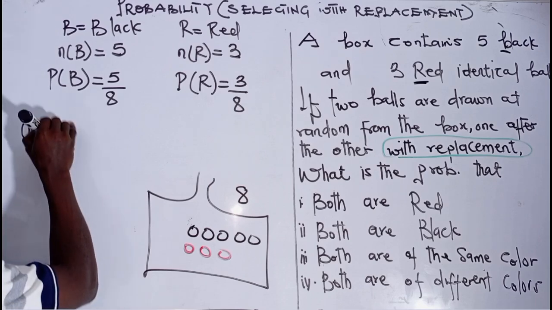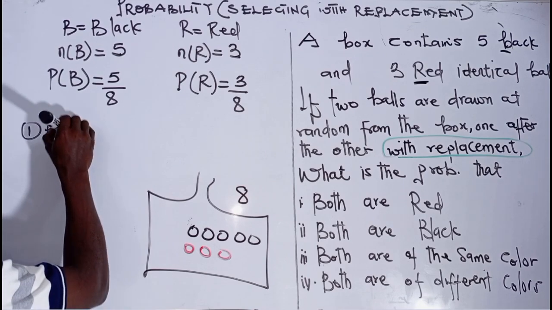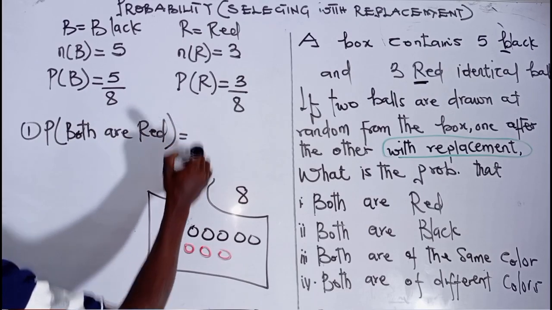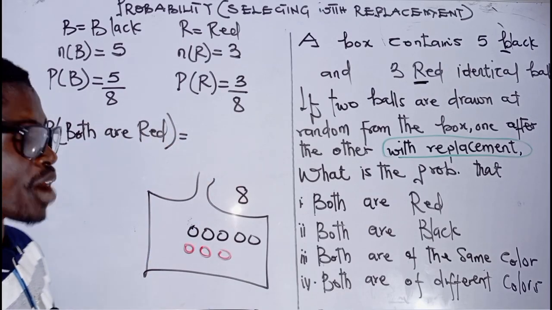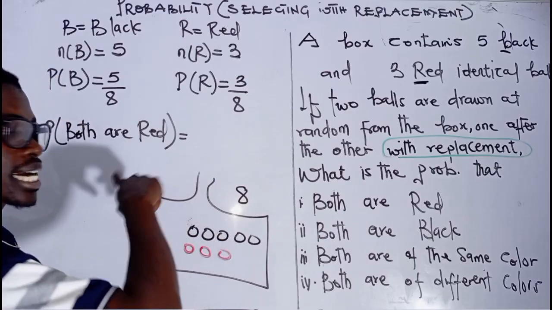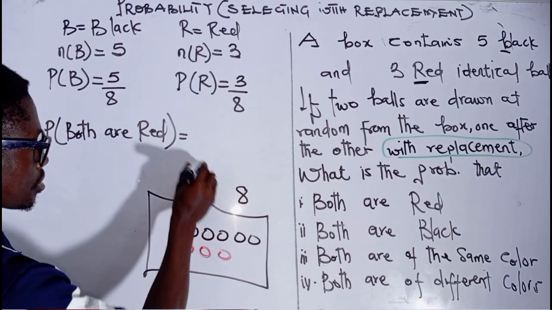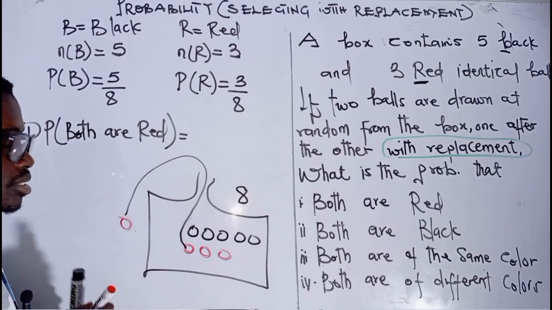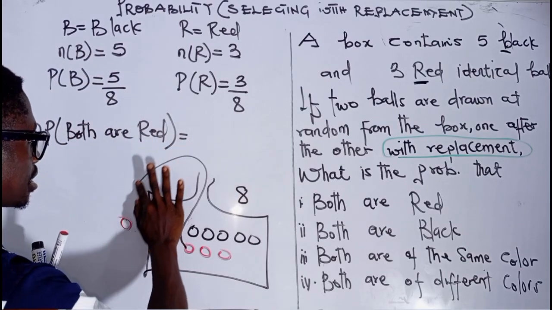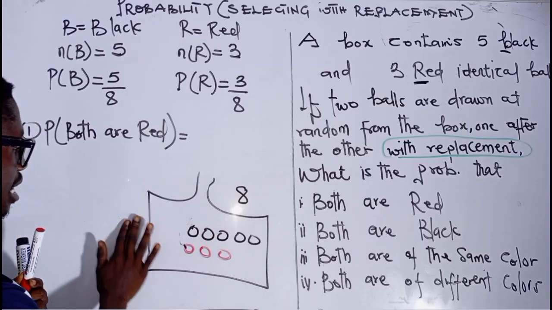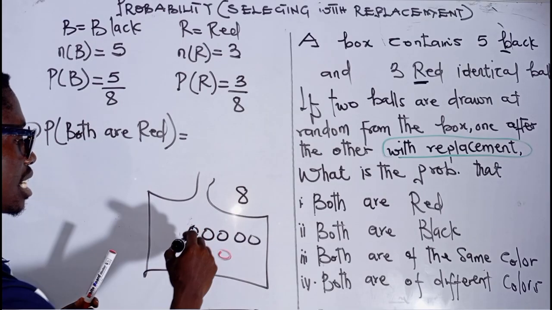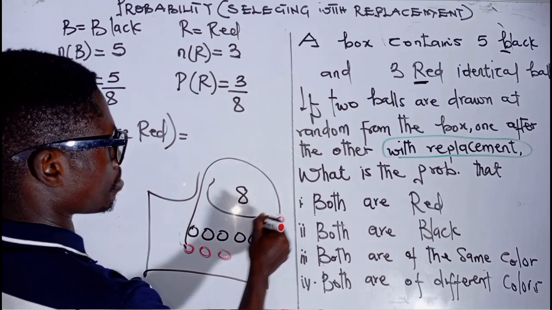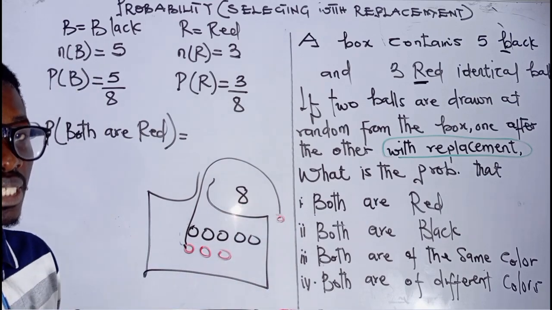The probability that both are red. Both are red means that when we pick the first marble, it is red. Then we replace it back, and we pick again on the second pick. We are still getting a red marble. This is what the question means.